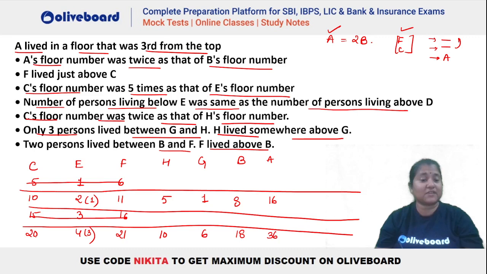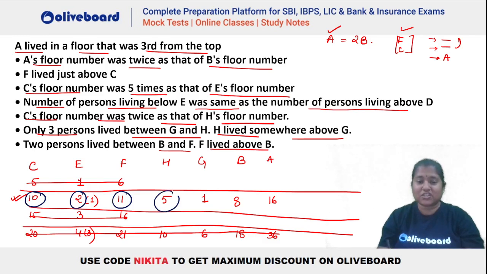No. Why? Because we know that the maximum number of floors that we can have is 23, isn't it? So that means this also is eliminated here. So you can understand that this will be the case that we will be getting, isn't it? So that means C lives on floor number 10, E lives on floor number 2, F has to be on floor number 11, H is on floor number 5, G on 1, B on 8, A on 16.